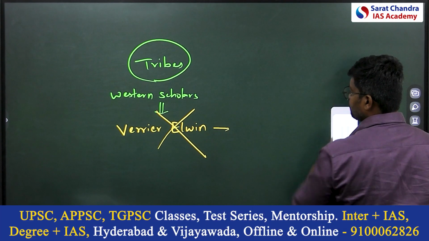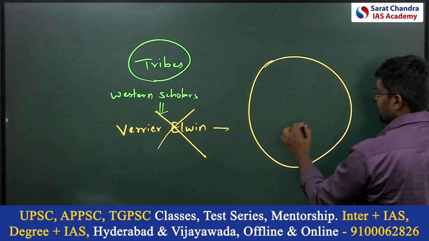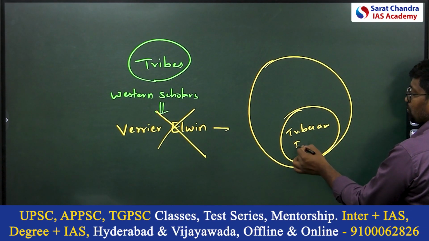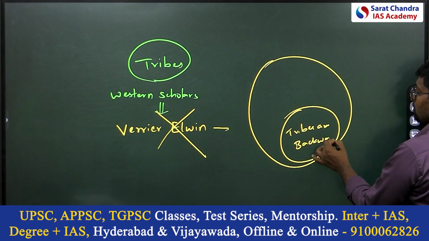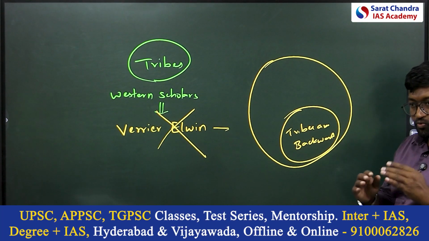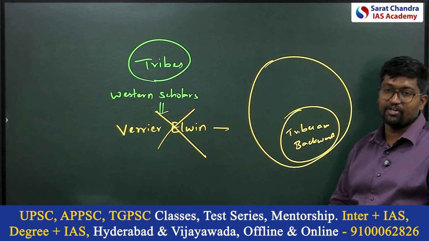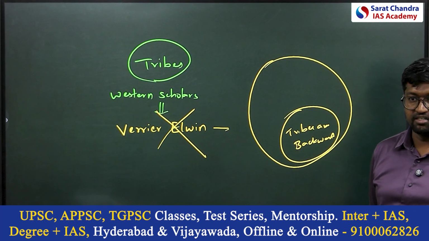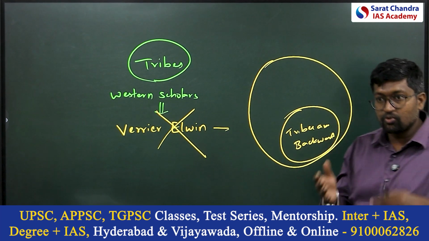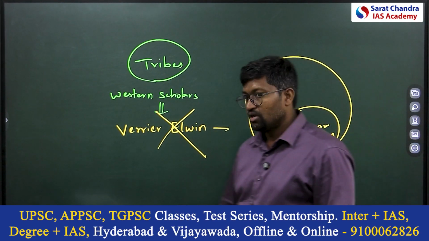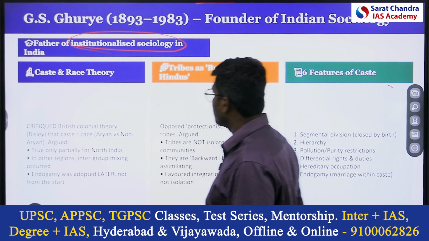G.S. Ghurye said that within the mainstream society, tribes are backward. You understood? So what you have to do is, tribes have to be developed such that they will integrate into mainstream society. So this is how G.S. Ghurye talked about caste, G.S. Ghurye talked about tribes, okay, G.S. Ghurye talked about family, okay.